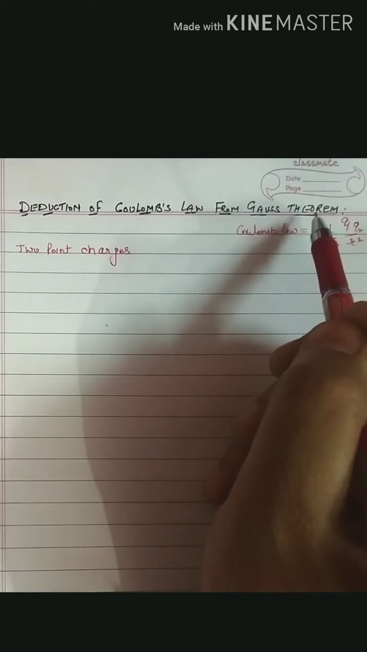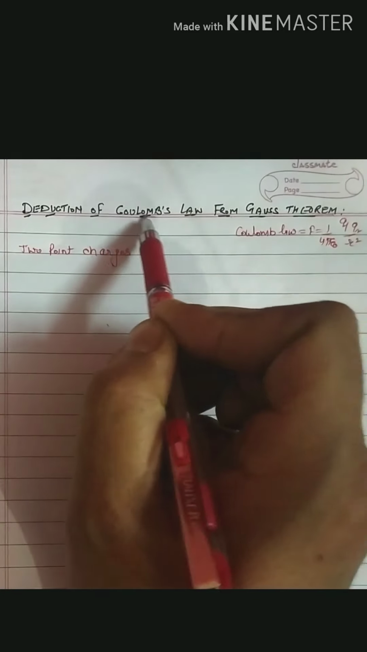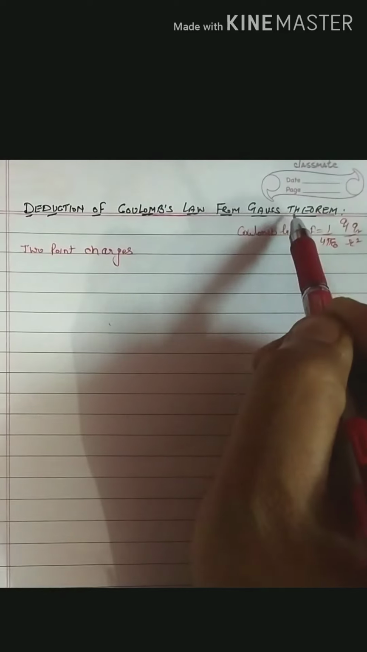Welcome again. Now start next topic, deduction of Coulomb's law. Deduction of Coulomb's law from Gauss theorem. So we have to now prove Coulomb's law by using Gauss theorem.